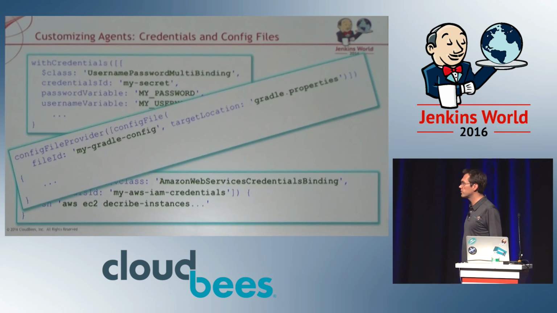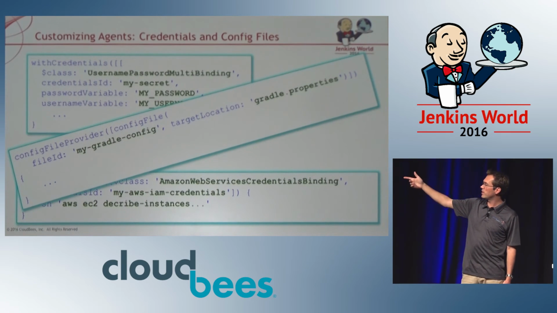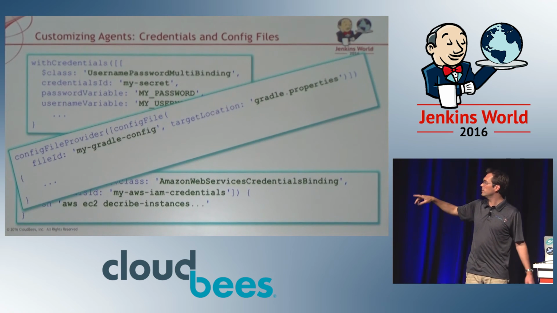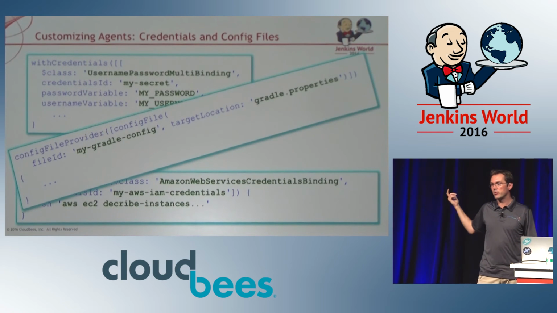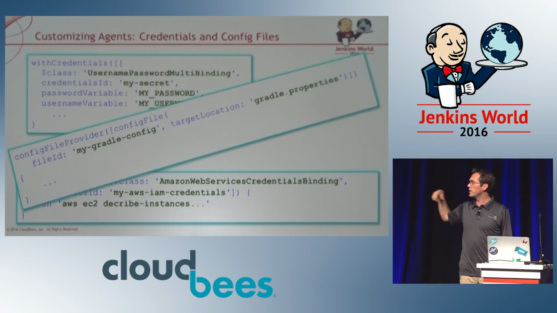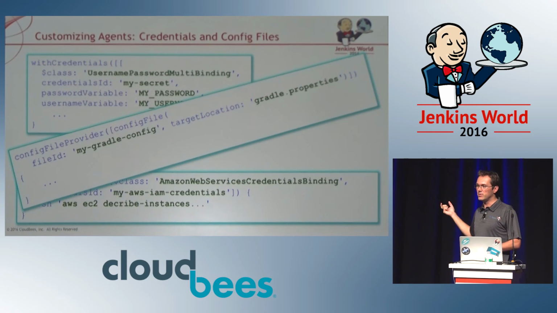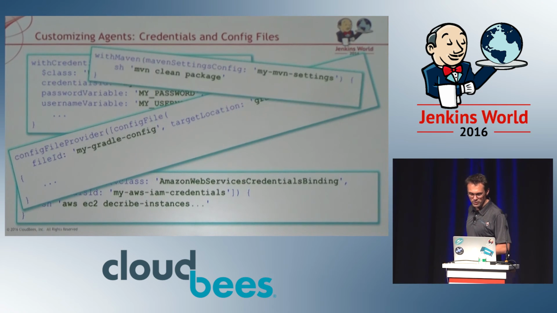You need to inject a Gradle configuration file. Then you have this config file provider. You just give the file ID, which is my Gradle config. You will store it as a gradle.properties file, and this plugin will ensure that it is copied at the beginning of this wrapper and that it is safely deleted at the end of the execution. At the end of the execution, no more credentials on your environment.